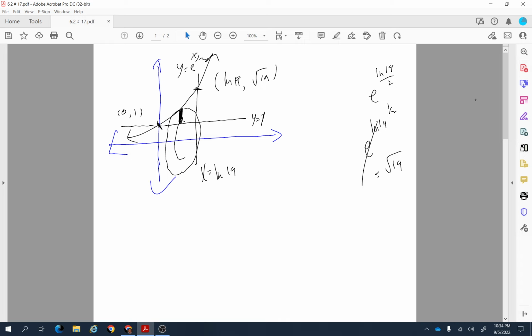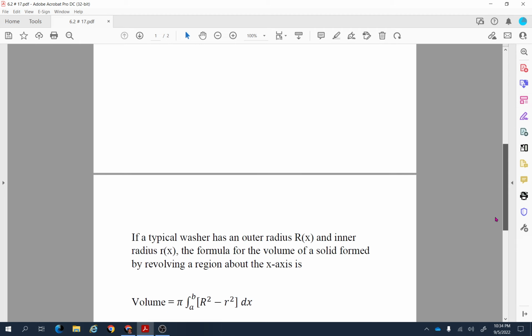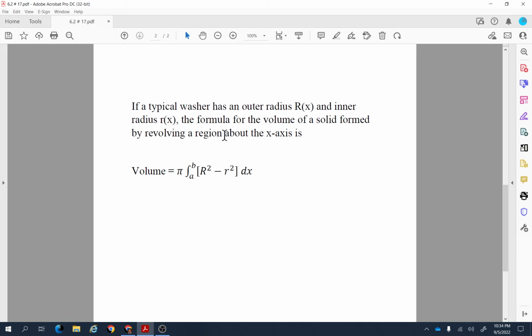In this structure, from this point to this point you have the radius of a smaller circle, and from this point up to this point is the radius of the bigger circle. So there are two circular regions, and if you subtract the area of the smaller circle from the bigger circle, you get the area generated by revolving this small portion. That's where we use the washer method.